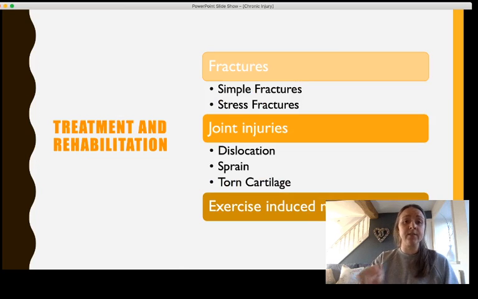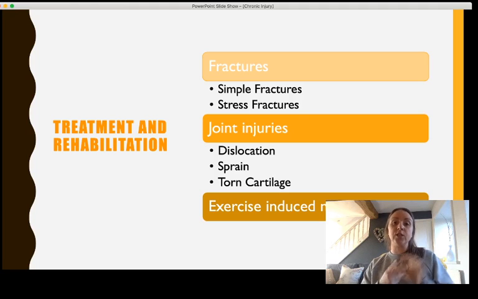It's a good idea, because I've given you a little roundup of the treatment of stress fractures, it might be a good idea now to go and look at the other treatments that we looked at. Remember, we need to know how to treat fractures, so simple fractures and stress fractures, joint injuries, specifically dislocations, sprains and torn cartilage, and also exercise-induced muscle damage. So why don't you take yourselves off now, have a look at your notes to remind yourselves of those treatment methods for fractures, joint injuries and exercise-induced muscle damage.